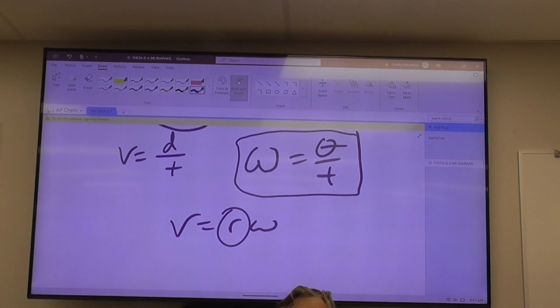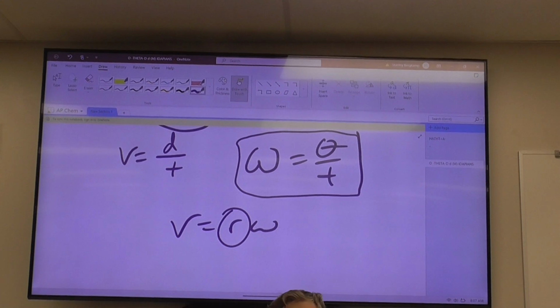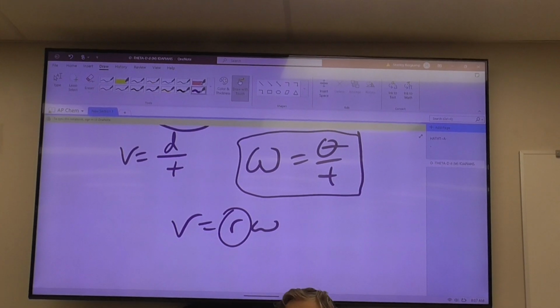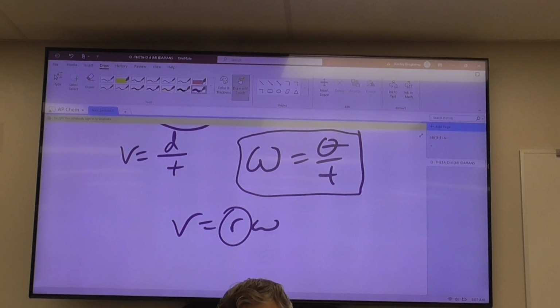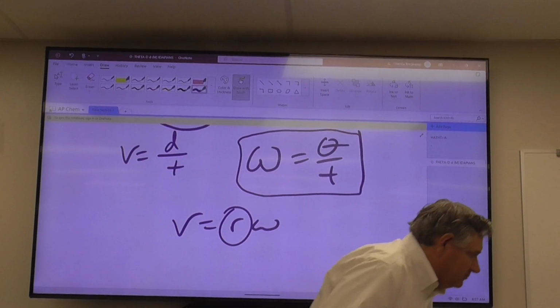So that's the other way that you can view linear or tangential velocity. Okay? So imagine that you're walking. Well, where would I have to walk fastest? Closer to the center or further out on the edge? Okay, so stop that for a second. I gotta do the demo and we'll move on.